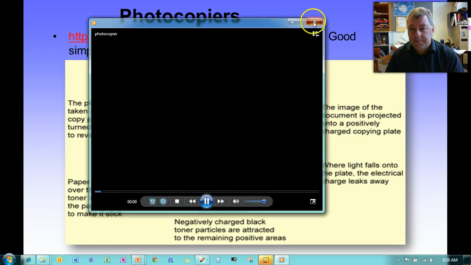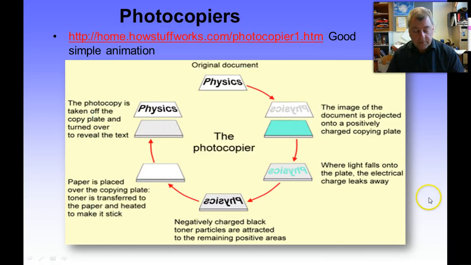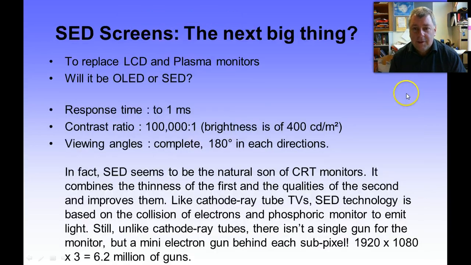Fantastic. Oops, nearly went again. Alright, so usually at this point I say just go next door and pull the photocopier apart and have a look at how it works. Let's not do that. So that's that video there.